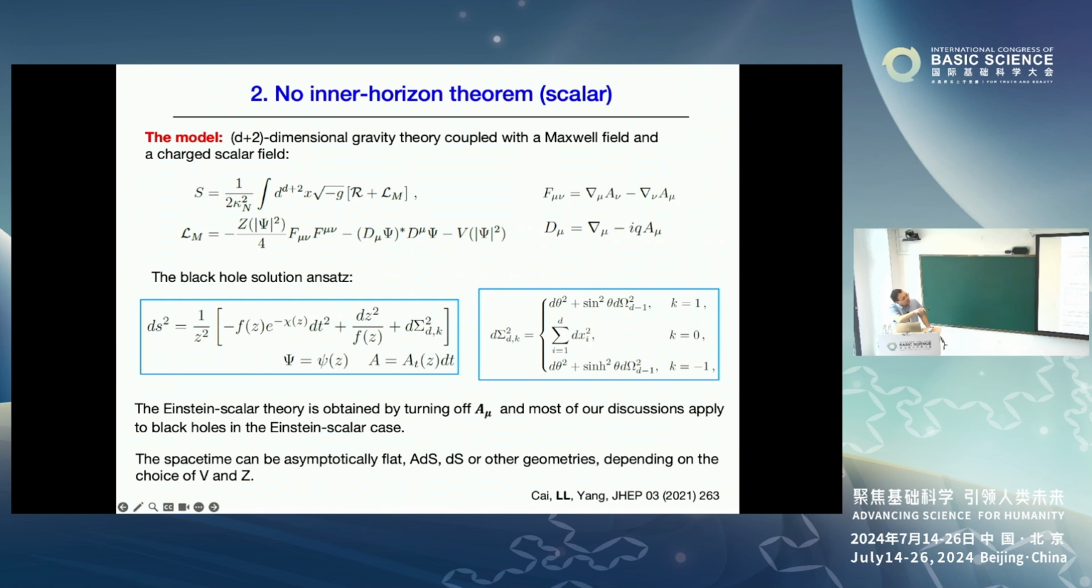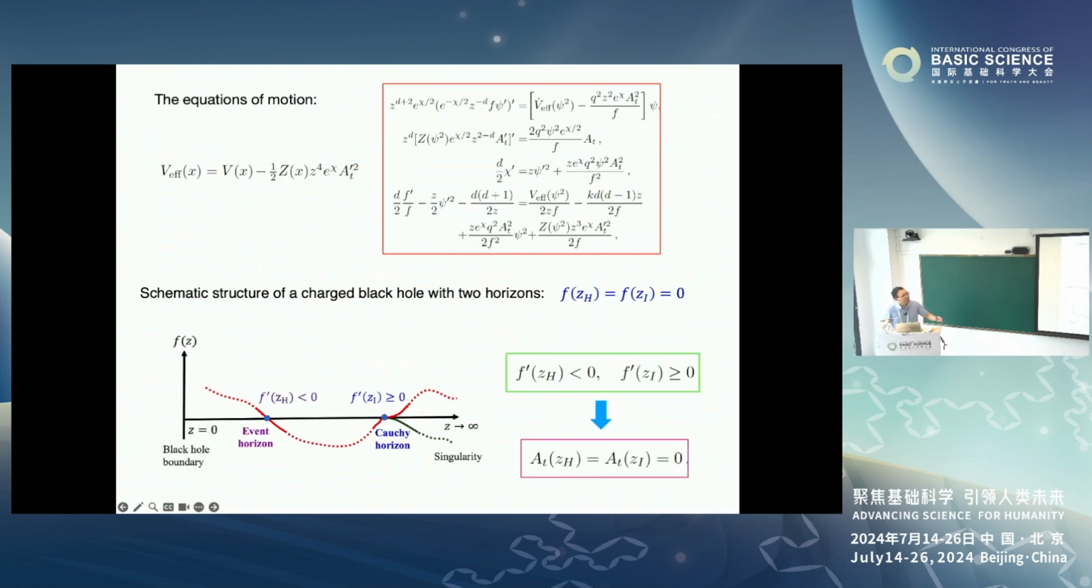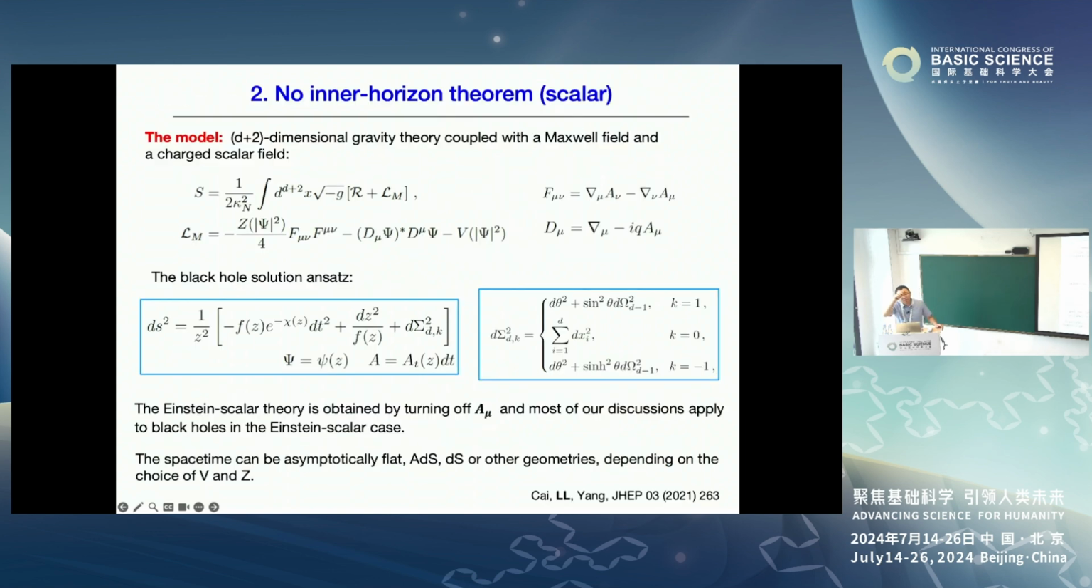If we turn off the U(1) gauge field, we go to Einstein gravity with a neutral scalar, and the result also applies to this simple case. But let's focus on the most general case. As I just mentioned, we have no constraint on the choice of V and Z, so the spacetime can be asymptotically flat, AdS, de Sitter, or even other cases. So it is quite general. We want to ask, for this kind of hairy black hole, does it have an inner Cauchy horizon inside the event horizon?